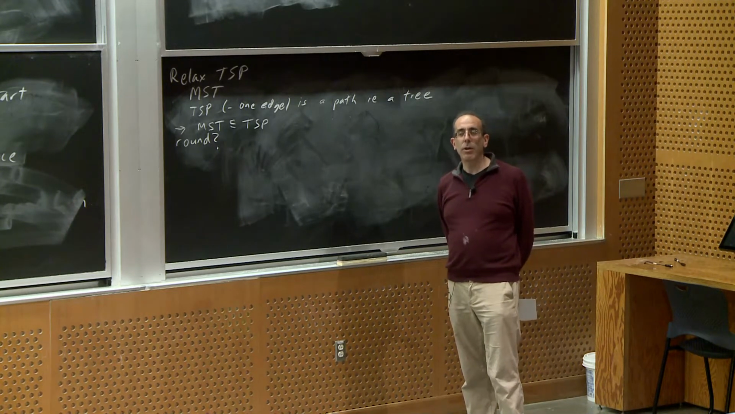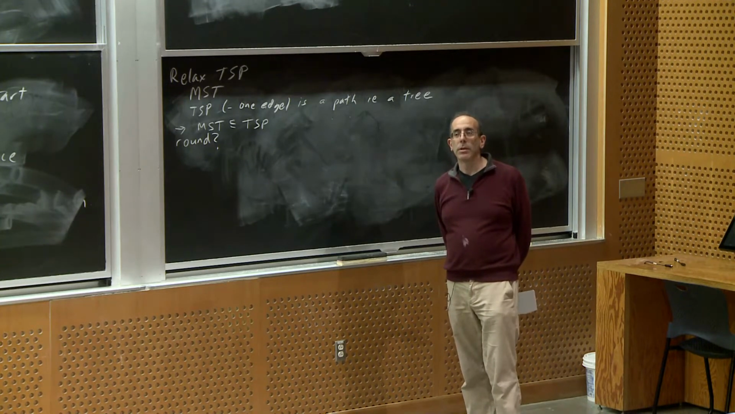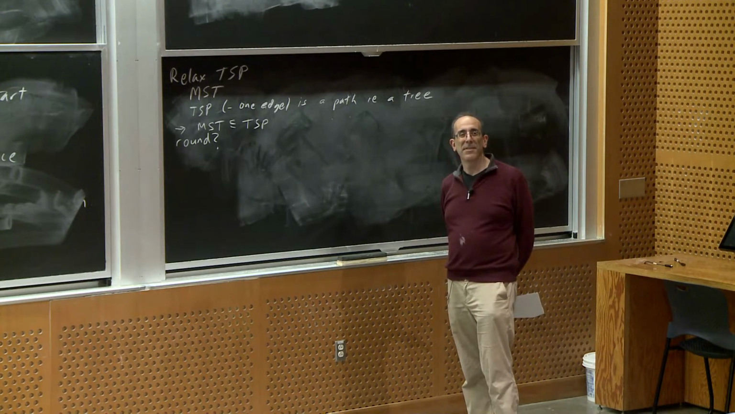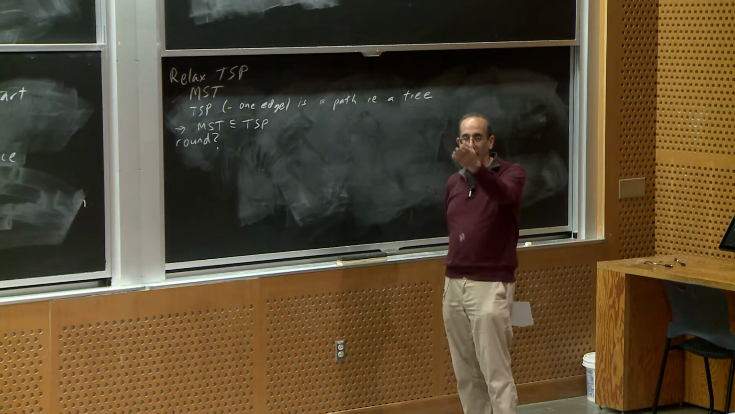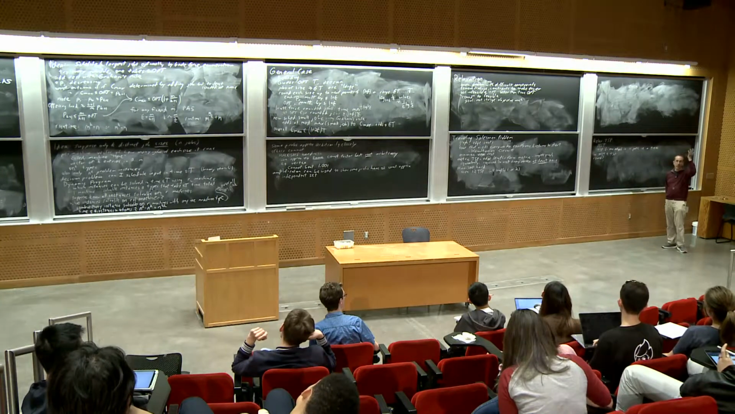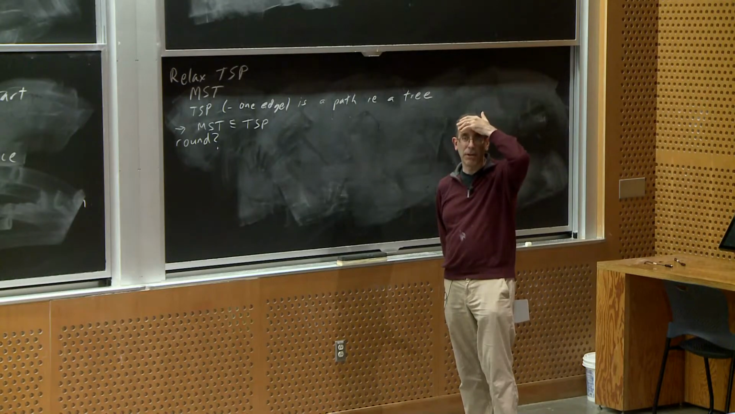Let's think about it. If all you know is the minimum spanning tree, how would you plan your tour of the graph? Yeah? Euler tour, tree. Yeah. I mean, basically, I would do a depth first search of the graph, of the tree, right?